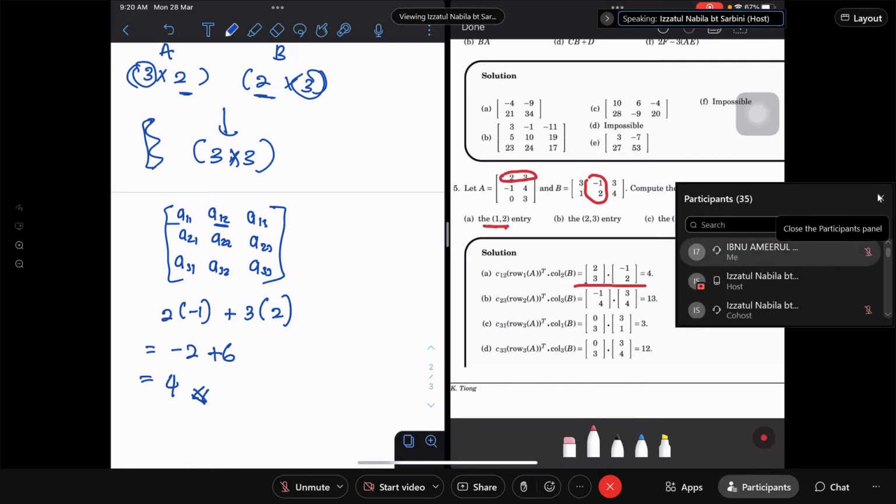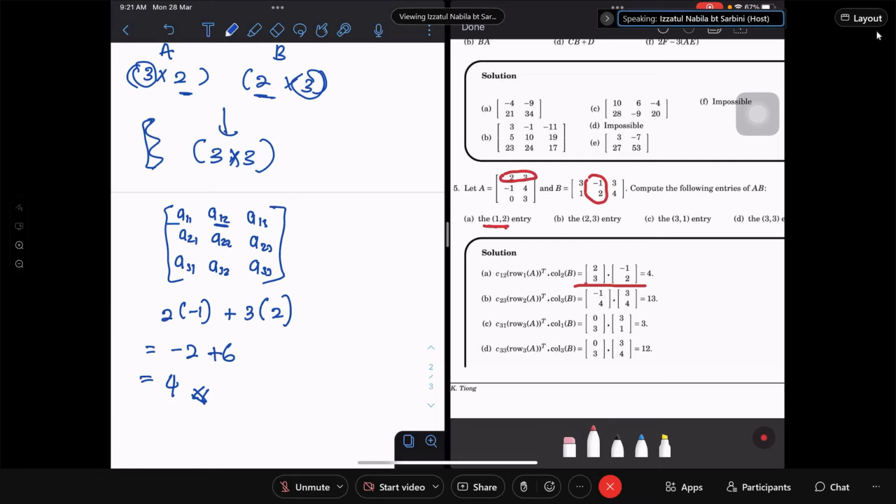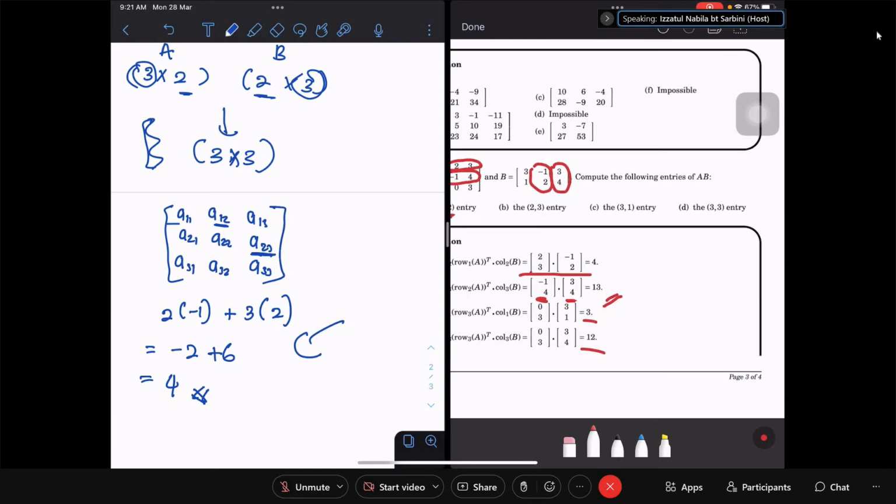Okay, and entry 2, 3 is here. So it will be 2, 3. Okay, the second row times the third column. Similarly, buat macam tadi, then you get 13. And entry 3, 1 sama. You just need to know which column and which row you need to multiply. And then you get 3. And for entry 3, 3, you get 12.